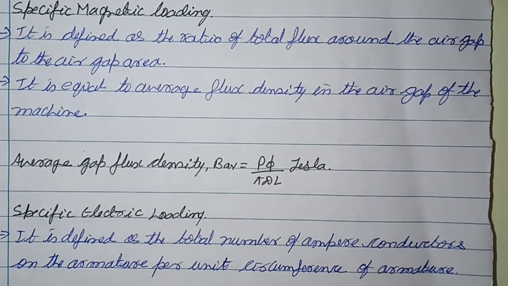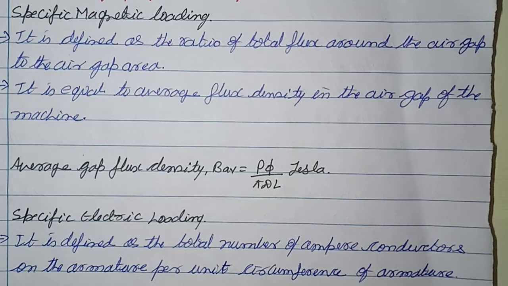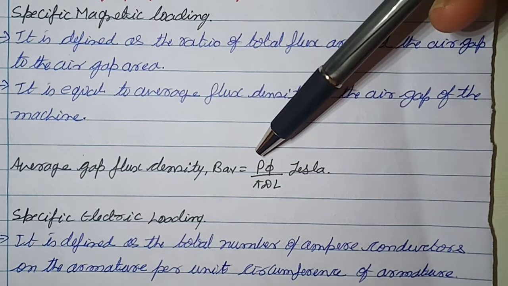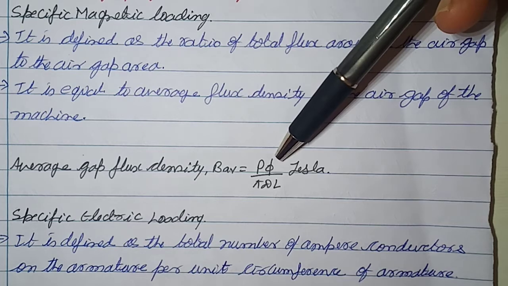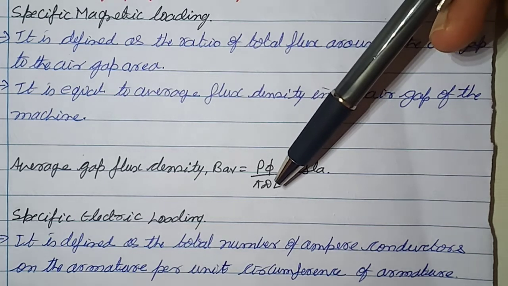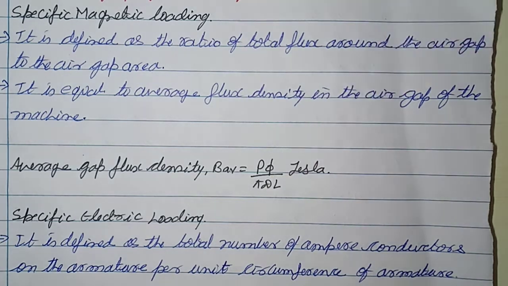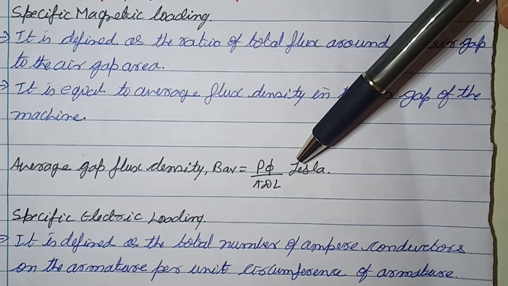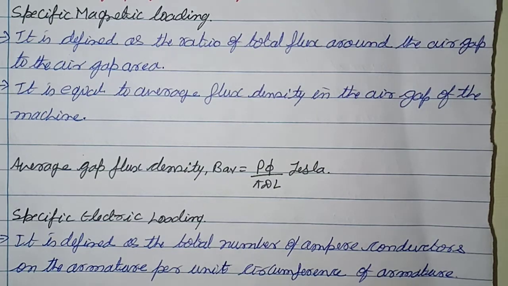So average gap flux density, B average, is equal to flux by area. So it is P phi by pi d L, where P is the number of poles and phi is the flux per pole, and pi d L, where d is the diameter and L is the gross length of the armature. So this is the definition for specific magnetic loading. It is nothing but the average flux density at the air gap.